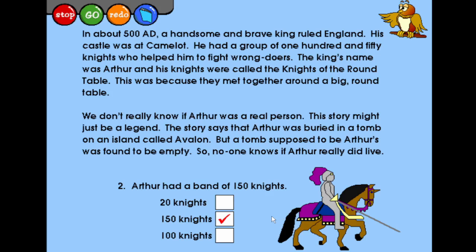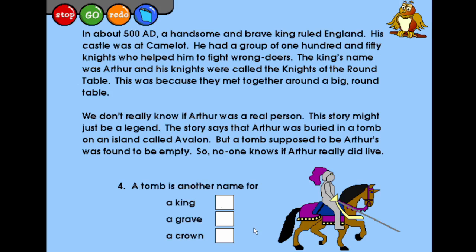Arthur had a band of 150 knights. Read the sentence. Click on the correct answer box. Arthur's castle was at Camelot. Read the sentence. Click on the correct answer box. Click on the book. A tomb is another name for a grave.